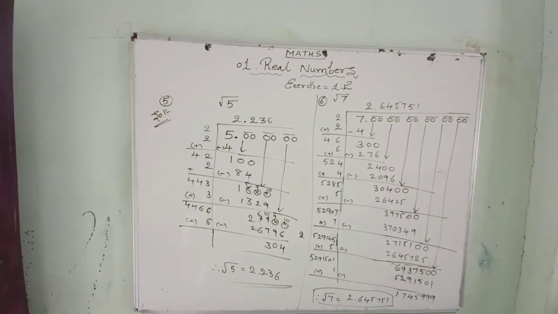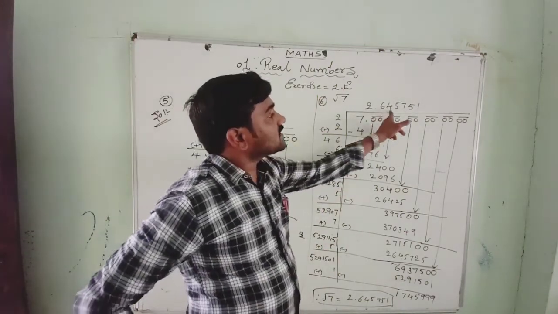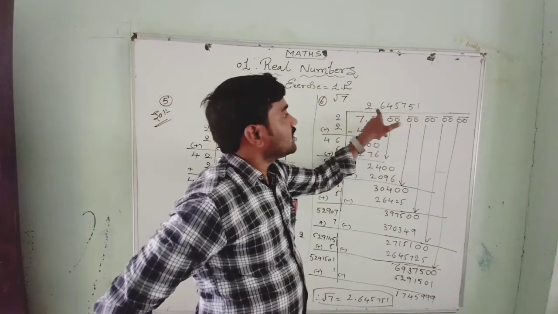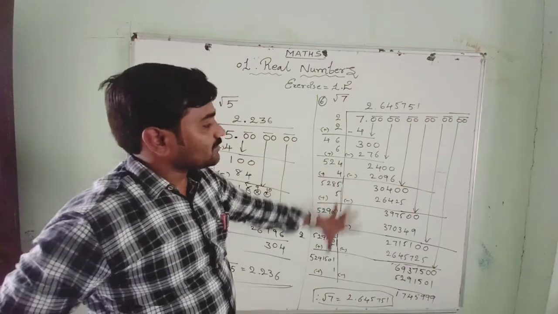Now here you can see the root 7 value up to 6 decimal places: 1, 2, 3, 4, 5, 6. That is 2.645751, up to 6 decimal places.